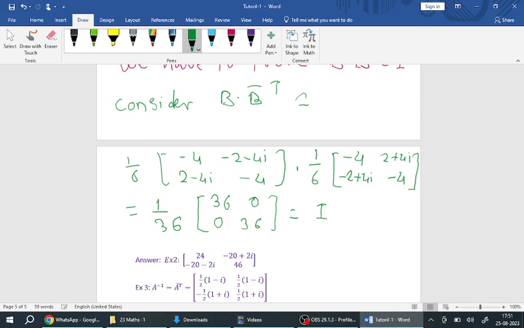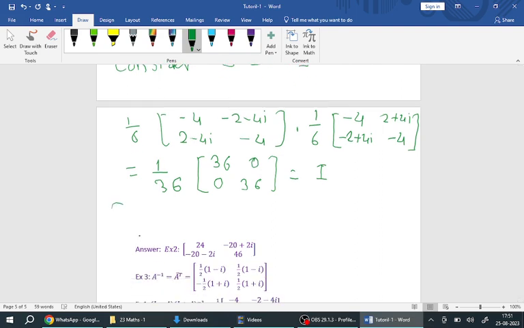Thus, the given matrix B is a unitary matrix. And that is the last line. We can say thus the matrix B, which is I minus A into I plus A inverse, is a unitary matrix. That is the end of the question.